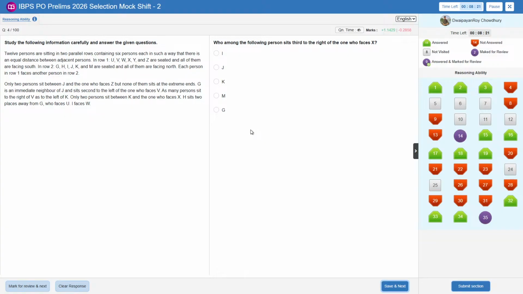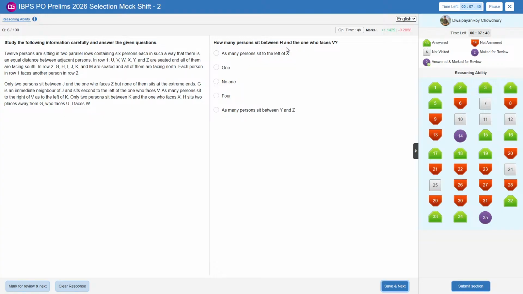H sits 2 places away from G. Who faces G, who faces U. I faces W. And 1 there, 1 there. Okay. Following person faces. So I think it's M. So M faces X. And there I got V right now. U, V, W, X, Y. So which are the following 5? Okay, so V, I, W, K, M.